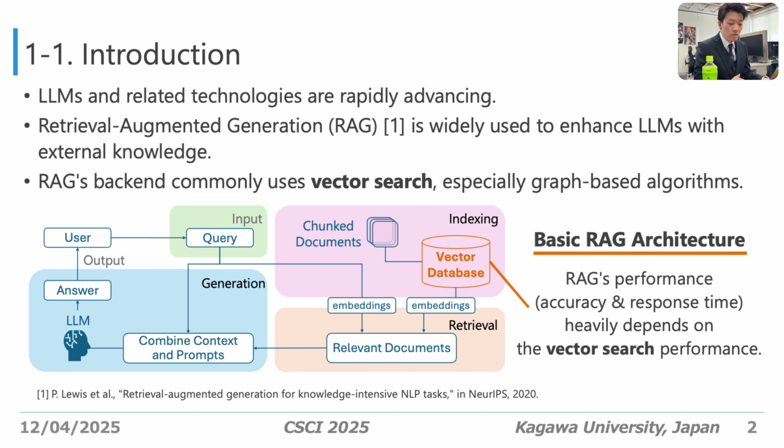This is a basic RAG architecture. When a user asks a question, the system searches for relevant documents in the vector database. Then, it combines these documents with the prompt. The LLM generates an answer using the context. Therefore, the performance of RAG heavily depends on the vector search performance. If the search is slow, the user will be stuck waiting.